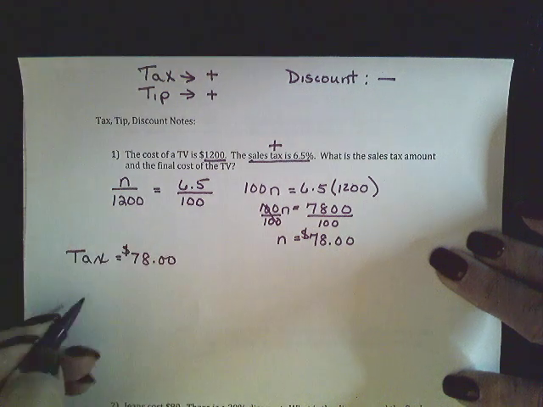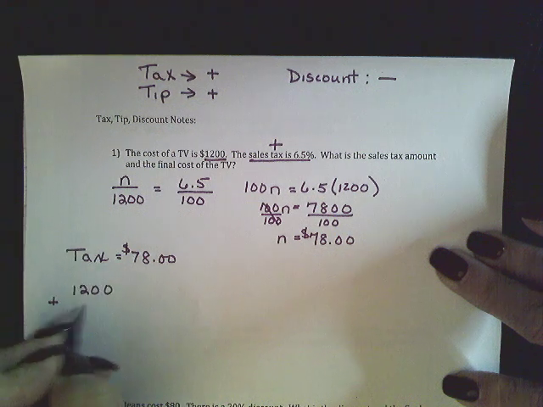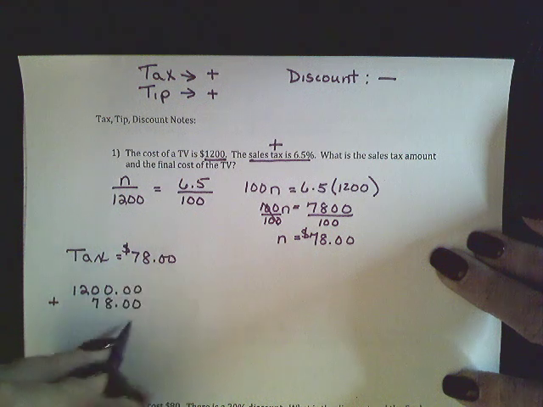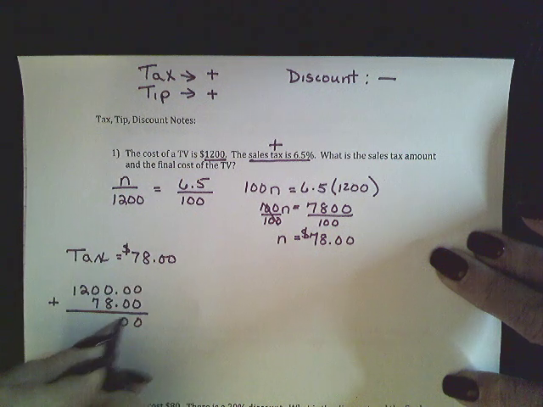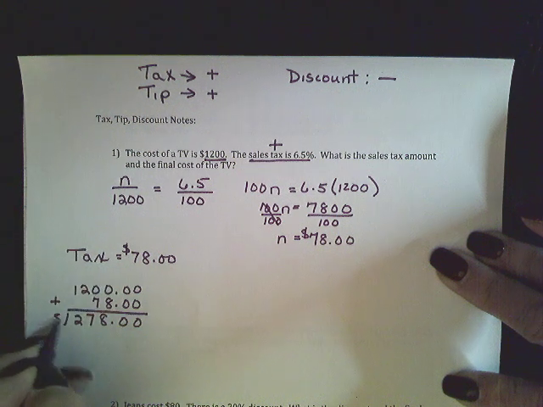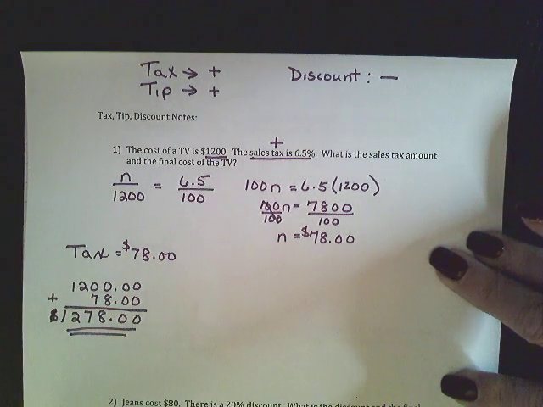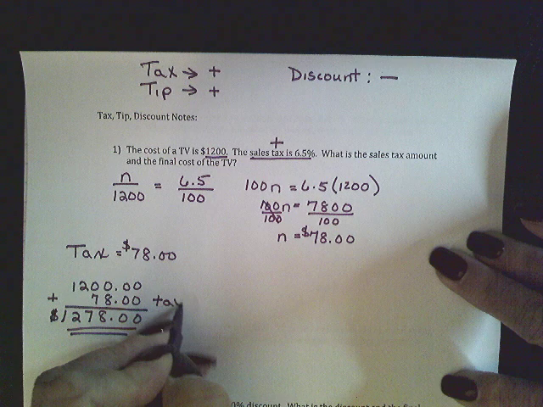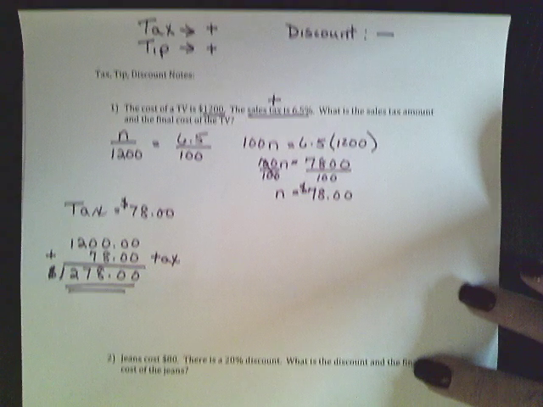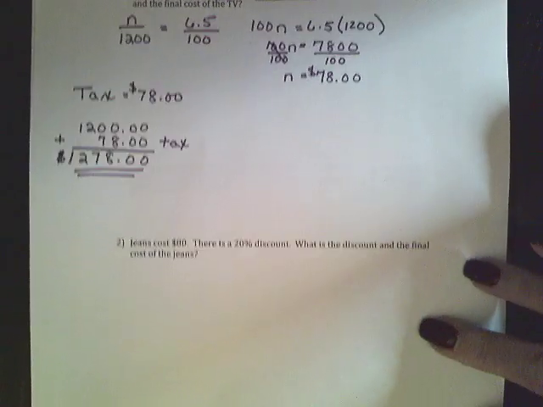Okay, so the original price is $1,200 plus our $78. Let's not forget that we have to add a decimal point with zeros here. So the final price of our TV is going to be $1,278. We added the tax. Okay? Now when I do 2 lines like that, that goes back to my accounting days because I was once a financial analyst, so that's how I do that with the double lines.